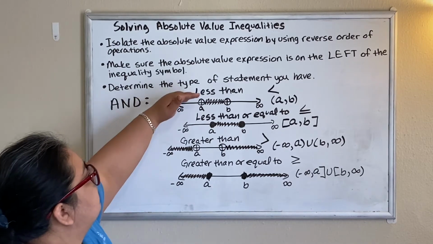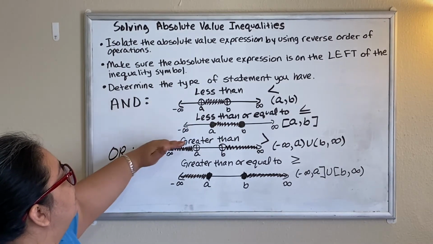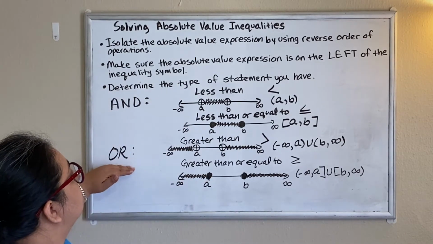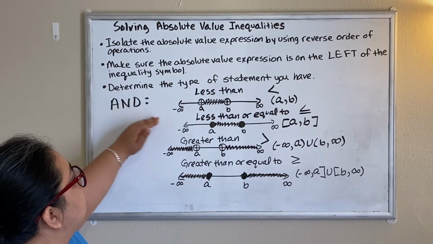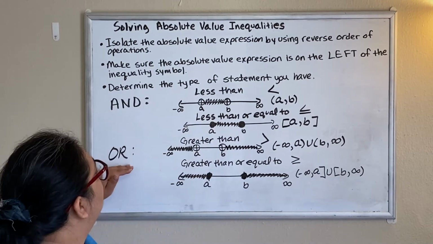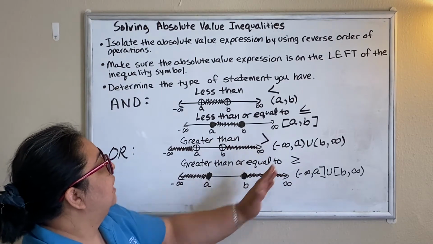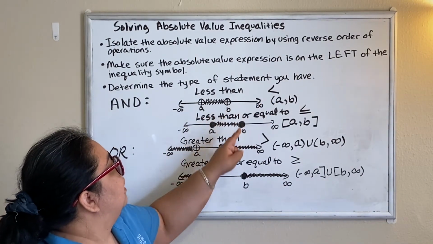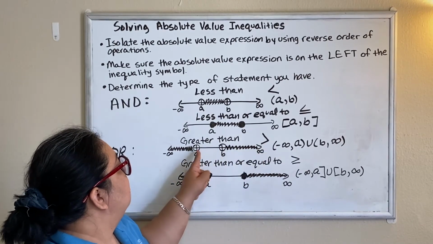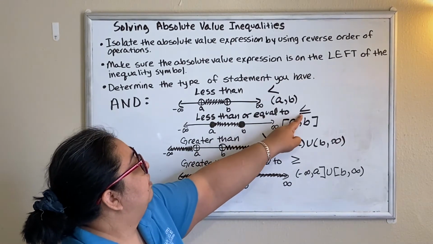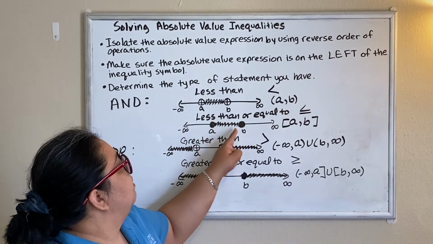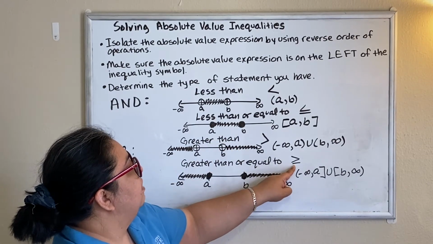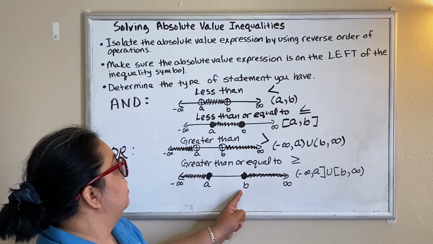So remember, less than or equal to is and, greater than or equal to is going to be or. And statement, you shade in the middle. Or statement, you shade on the outside. If you have less than, it's going to be open. If you have greater than, it's going to be open. If you have less than or equal to, it's going to be closed. If you have greater than or equal to, it's going to be closed.